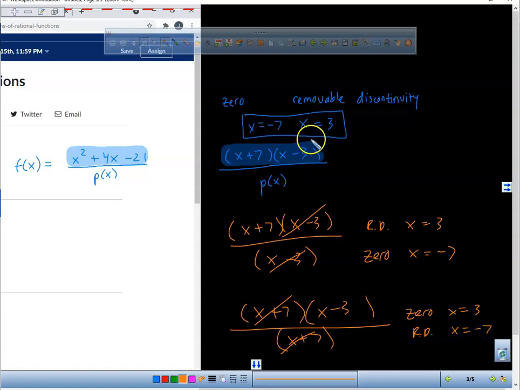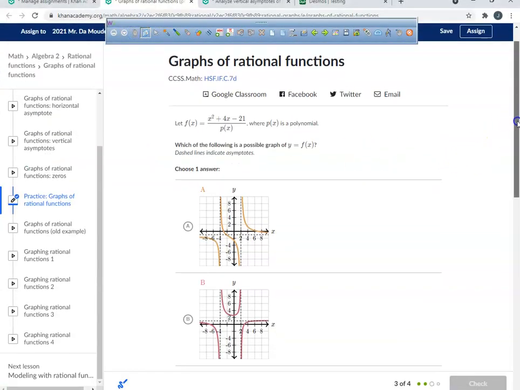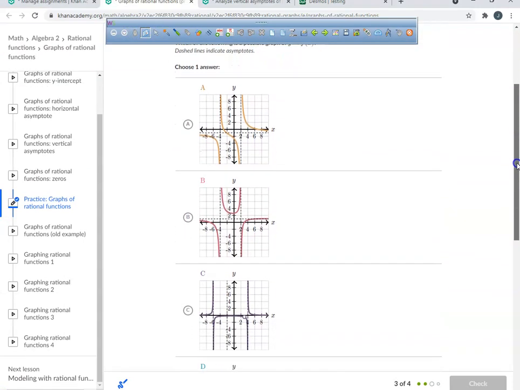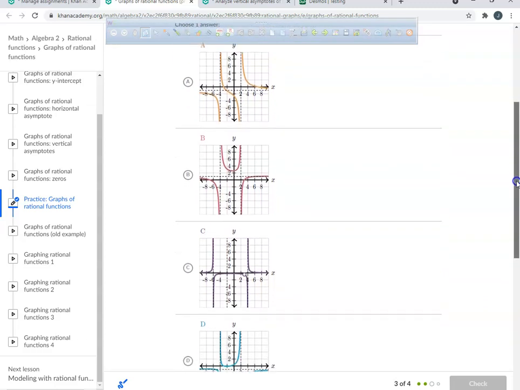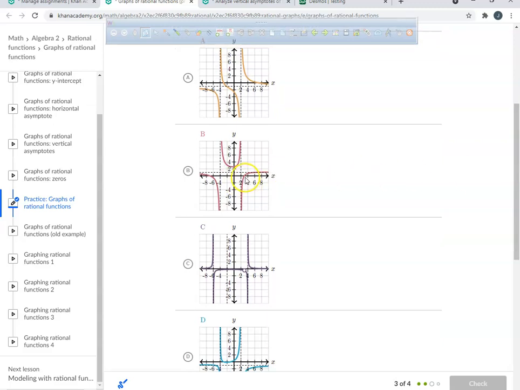So I'm just searching for a 0 or removable discontinuity at one of those two numbers. Why? Because it's in the numerator, and I don't have to worry about what in the numerator? Asymptotes, because they're only in the bottom of the fraction. Sorry, bad joke. All right, so negative 7 and 3. So I have a 0. Hey, right here, is there a 0 right there at a 3? Yes. Okay.